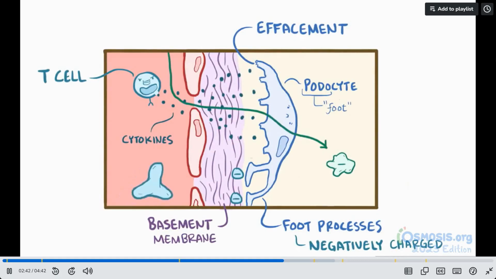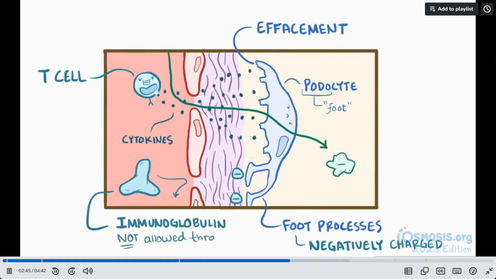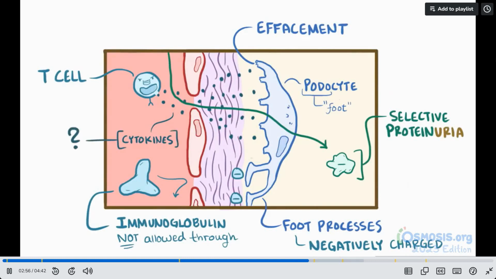Even though albumin goes through, other larger proteins like immunoglobulin aren't allowed through. And so with minimal change disease, there's selective proteinuria. The exact identity and mechanism of these ominous T cell cytokines, though, still remains a mystery.